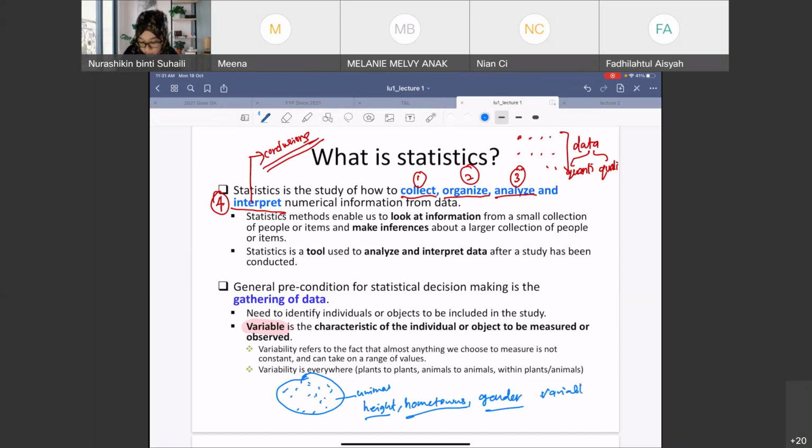It's called a variable. It's the thing that we measure, the thing we want to get information from the subject, from the object to be measured. The object to be measured here is the student. So in statistics, we're going to refer to variable a lot. The next time I say variable, you should know what it means.